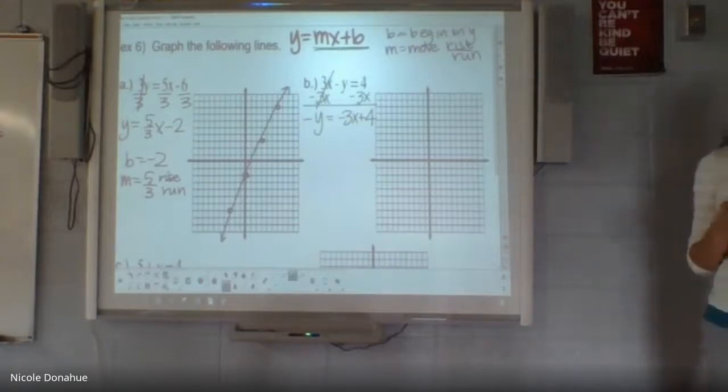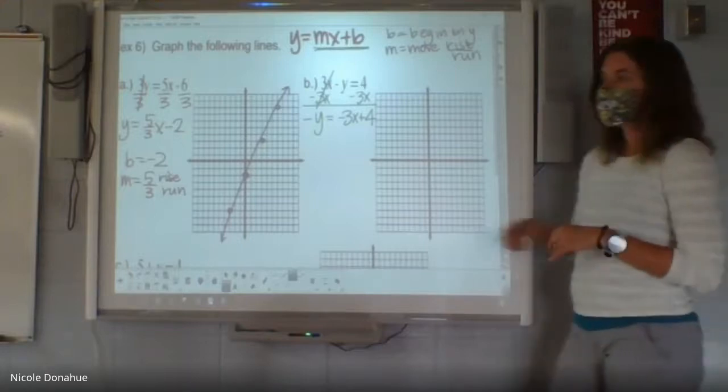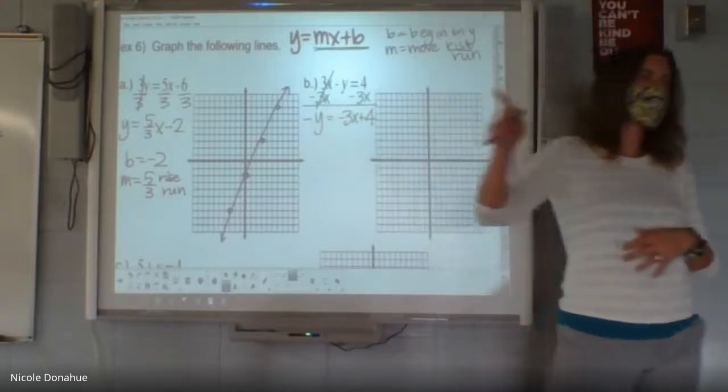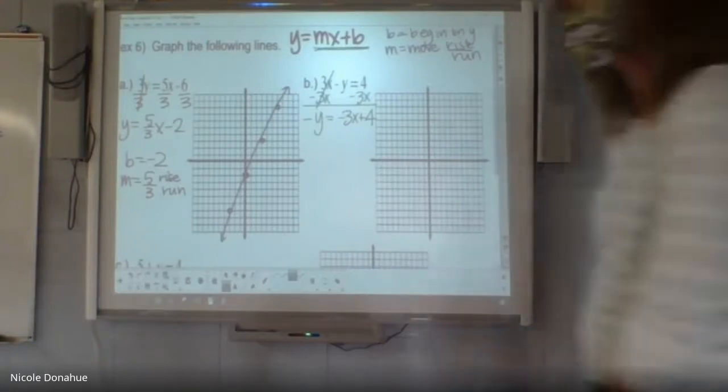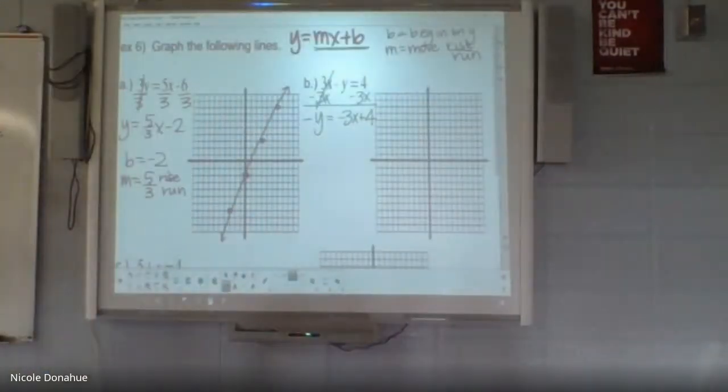What do you guys think? How do I change that? I don't want it to be a negative. I want it to be a positive. What do I have to do then? What do you think? Anyone do that already? What'd you do?